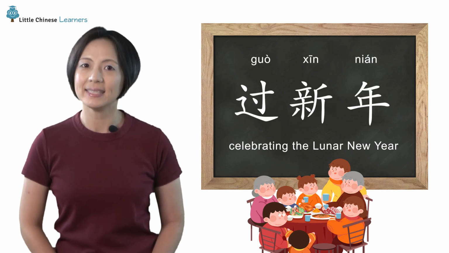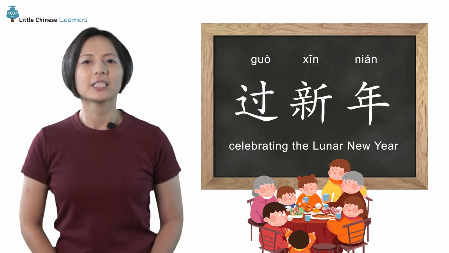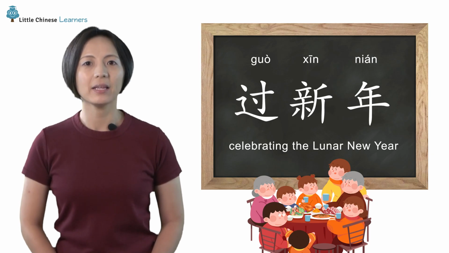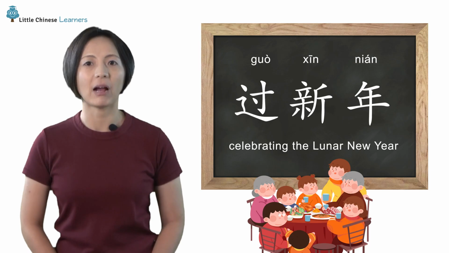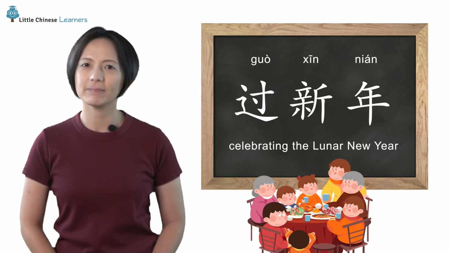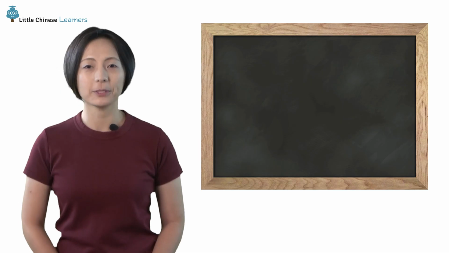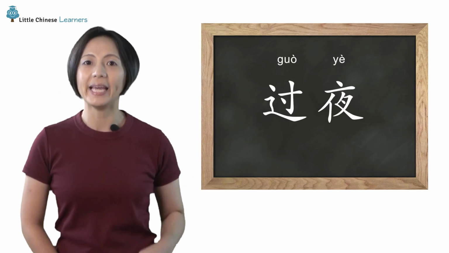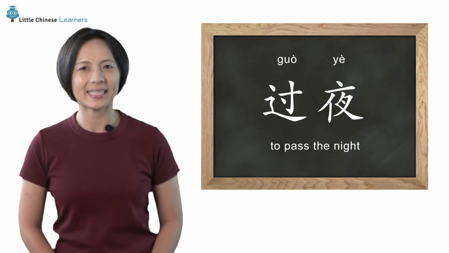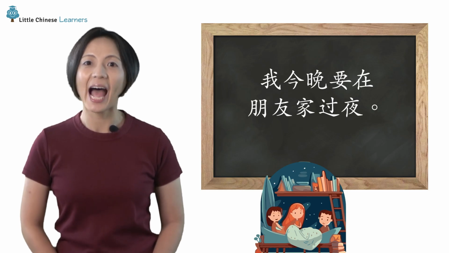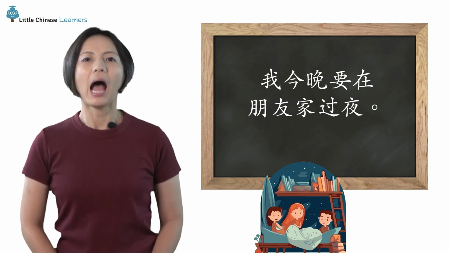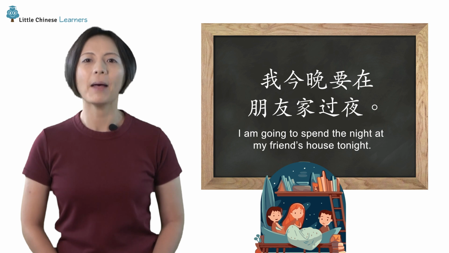过新年. Similar to 过新年, we can use 过 with a period of time to describe us living or passing through that time period. Here are a few examples. 过夜 means to pass the night. 我今晚要在朋友家过夜. I'm going to spend the night at my friend's house tonight.